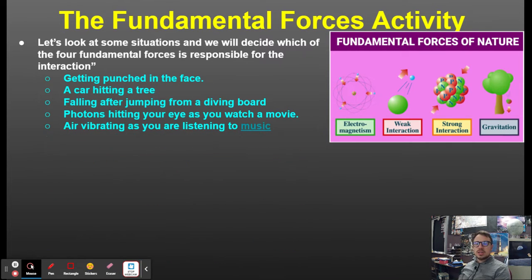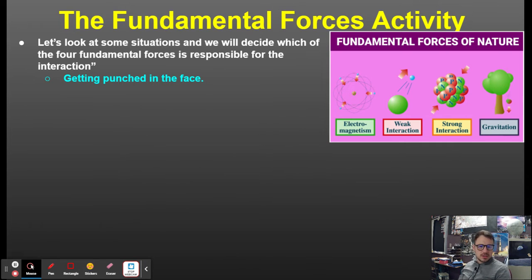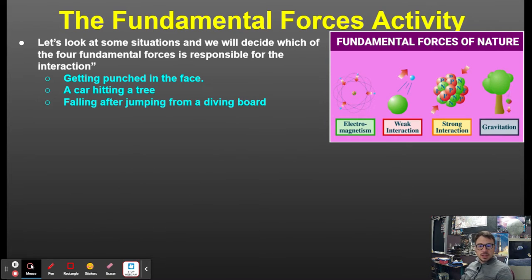Okay, so let's take a look at these one by one. Getting punched in the face, right? Kind of a funny thing. What happens is that the electrons in that fist are getting close to the electrons in your face. Now they're going to repel each other. Your neurons definitely react to that electromagnetic repulsion, but the electromagnetic force is responsible for that because it's those atoms getting closer together. Same thing with a car hitting a tree. The electrons in the car are getting close to the electrons in the tree, and they repel each other.